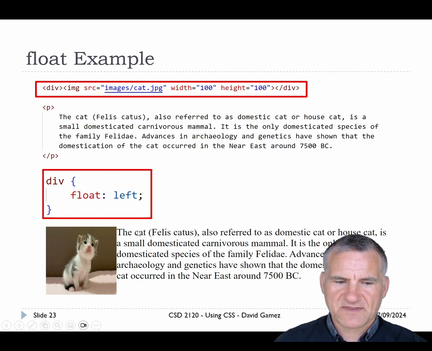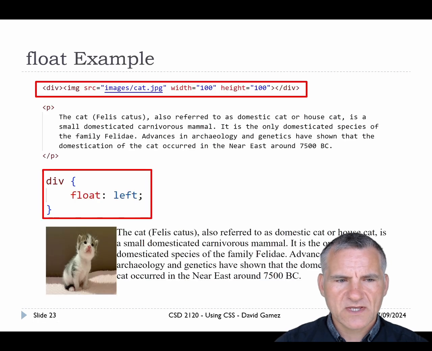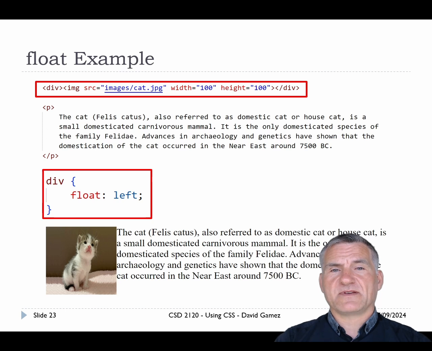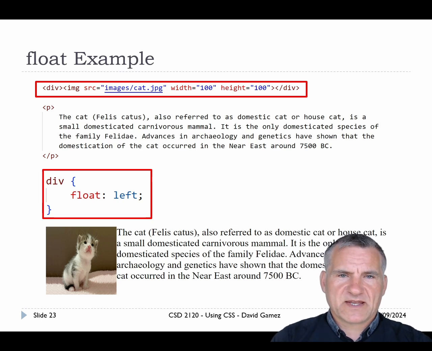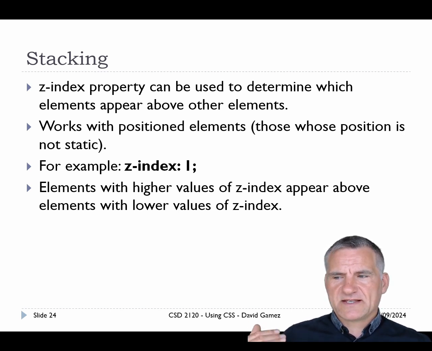If I didn't have float left, all this text would be below it, and I'd have this tiny picture above it, which wouldn't be quite as nice to look at, yeah? So you typically use it to stack elements side by side. Again, it used to be used a lot in layouts, but we've got better solutions for that, yeah? And the final one I want to briefly mention is the z-index.